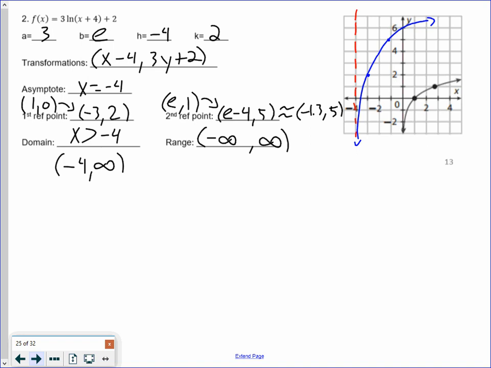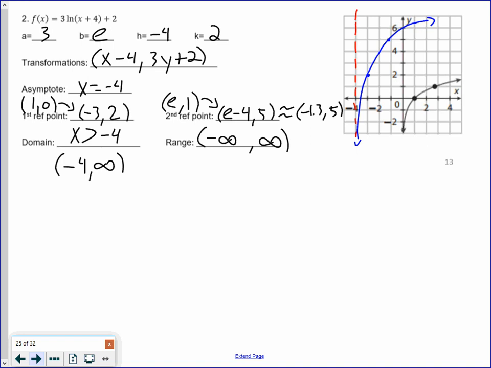Our asymptote is x equals -4. Our first reference point is 1, 0. That's going to transform into our actual reference point for our graph of -3, positive 2. And our second parent reference point is going to be b, 1, or in this case, e, 1, and that transforms into e minus 4, comma 5. Our e is approximately about 2.7. So 2.7 minus 4 is about -1.3. So the point we're plotting is approximately -1.3, comma 5.